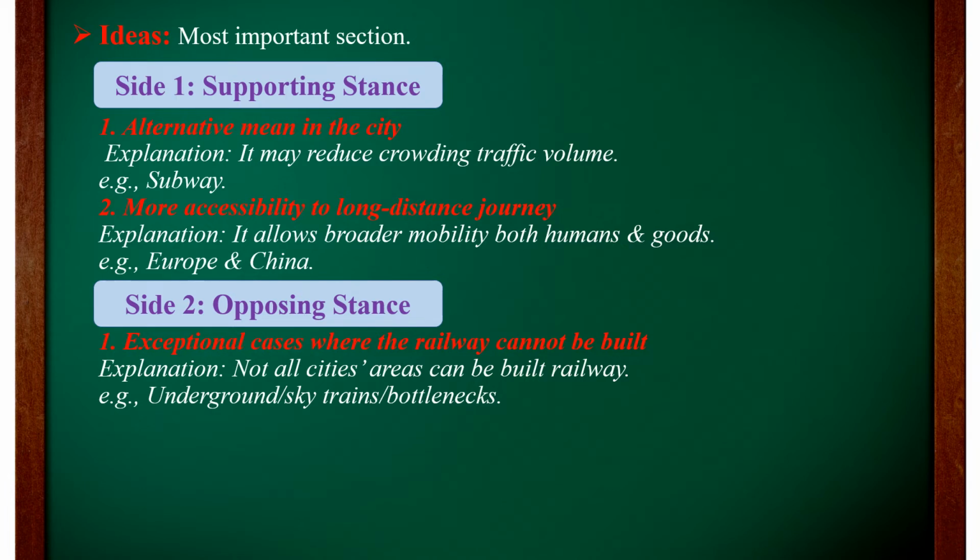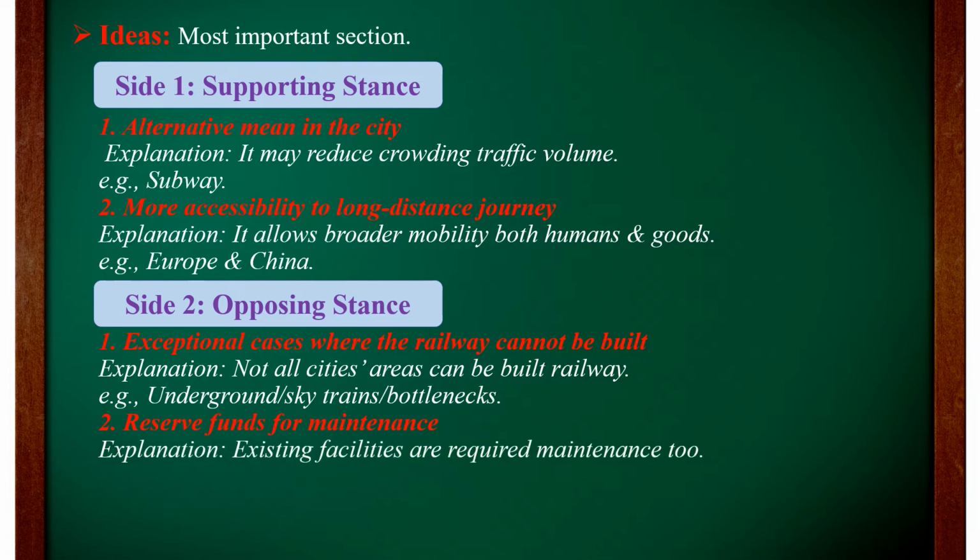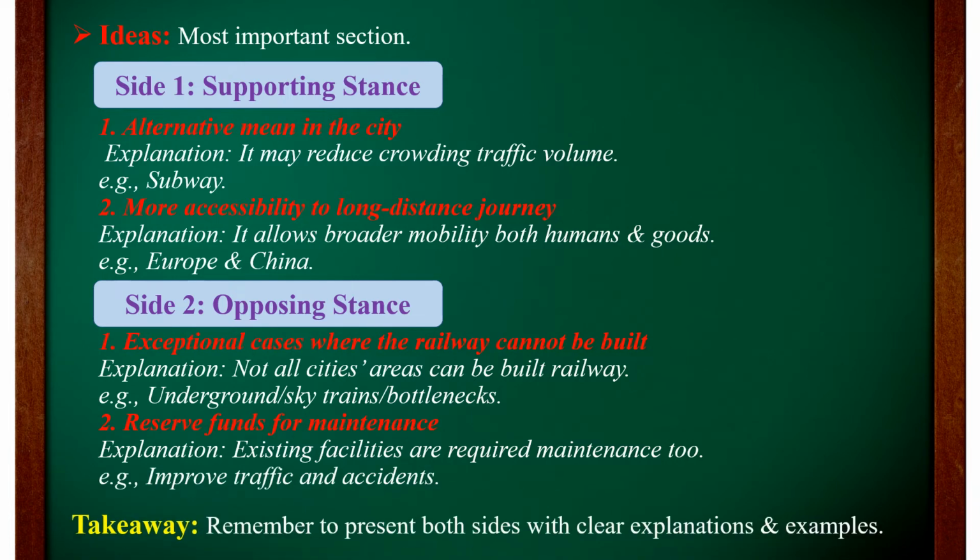Opposing idea 2 is the reserve fund for maintenance. The reason for this is that existing facilities require maintenance too. For the purpose, such a reserve fund can be used in order to improve traffic conditions and accidents. One takeaway from this section is remember to include supporting ideas on both sides with clear explanation and example.